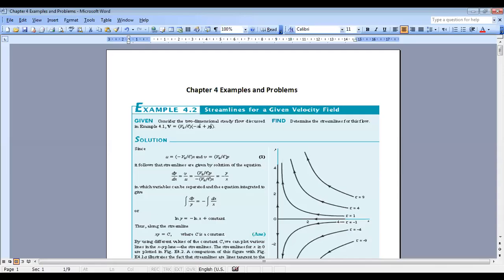In this chapter, we will introduce the difference between streamlines, pathlines, and streaklines. And also we will introduce how to find the total derivative of a certain vector. So these are the two main important ideas in this chapter. And in the last section of chapter 4, we will introduce the Reynolds transport theorem.